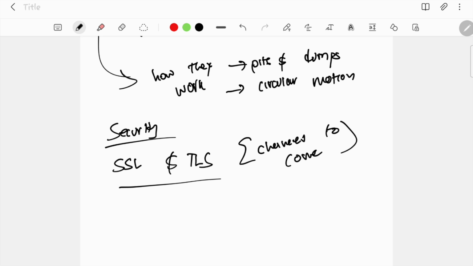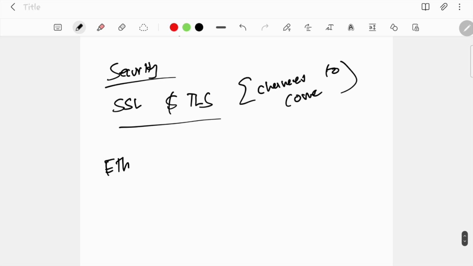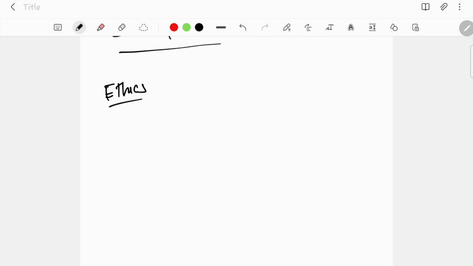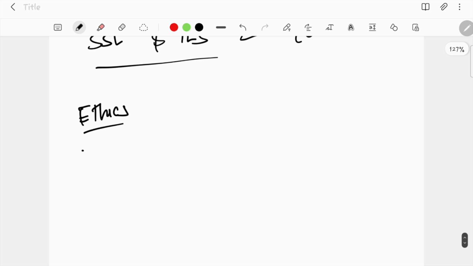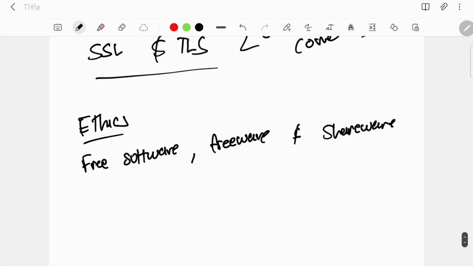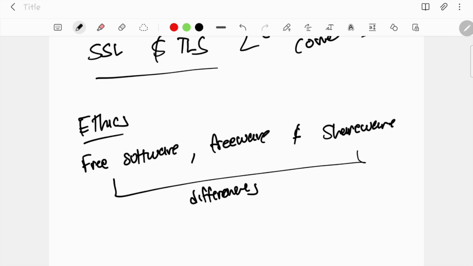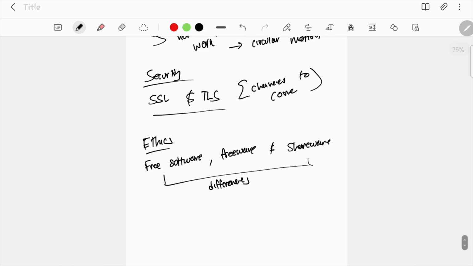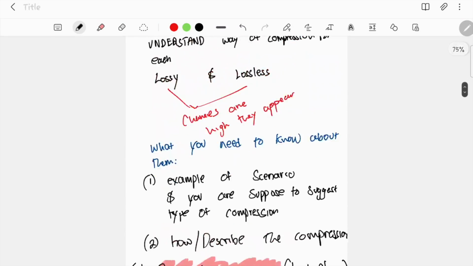Learn about phishing, pharming, ethics, the different types of ethics, freeware. So you want to go over all of this. You want to go over free software, freeware, and shareware. So go over all of these. Again, you'll find all of this in the textbook, the differences between the two. So go over the differences and all sorts of stuff like that. So I think that's all for paper 1.